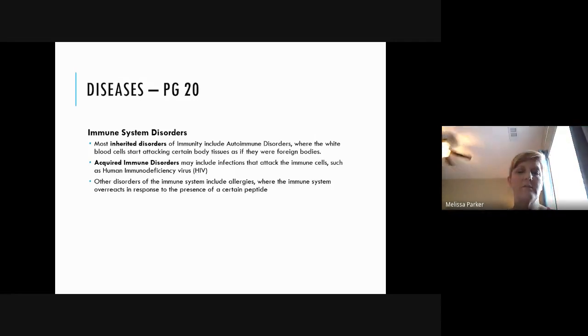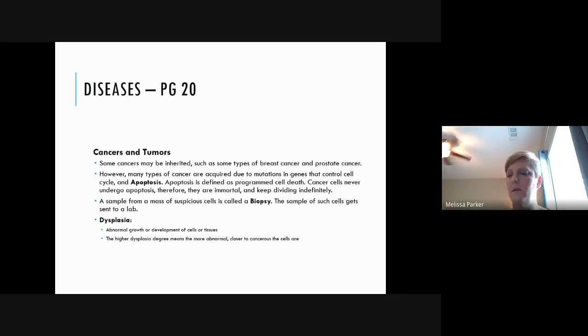So other disorders of the immune system include allergies, where the immune system overreacts in response to the presence of a certain peptide. So that would be an example of people that have anaphylactic shock from being exposed to certain things that their bodies have built up antibodies to, and their body overreacts to that. So like bee stings, certain medications, things like that.